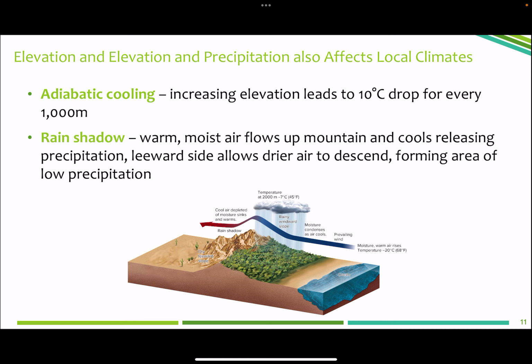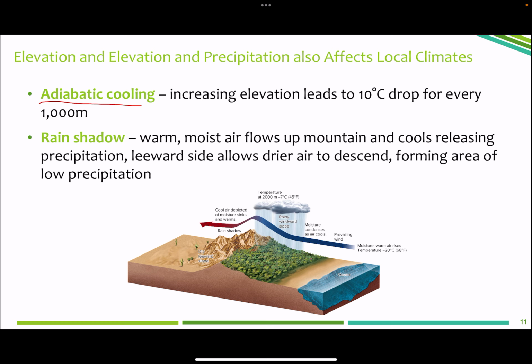So temperature can change, not just globally moving away from the equator, but also as we increase in elevation. This is called adiabatic cooling, and this is cooling that takes place as we go up to higher elevations. So if you think of being at the bottom of the mountain, the top of the mountain is always colder than the bottom, no matter what season you're in. So the general trend is that elevation causes a 10 degrees Celsius drop for every 1,000 meters that you go up. So this is why our really high mountains are really, really cold at the top.